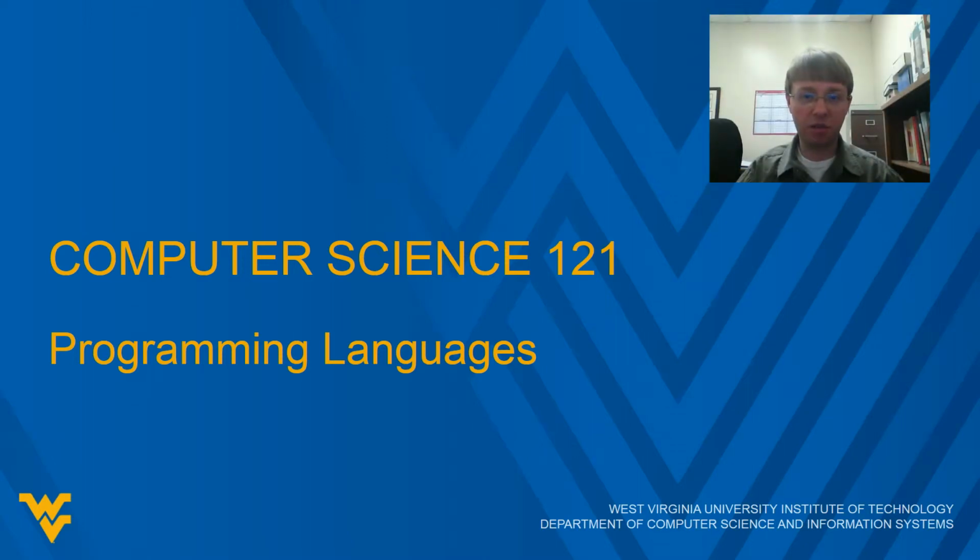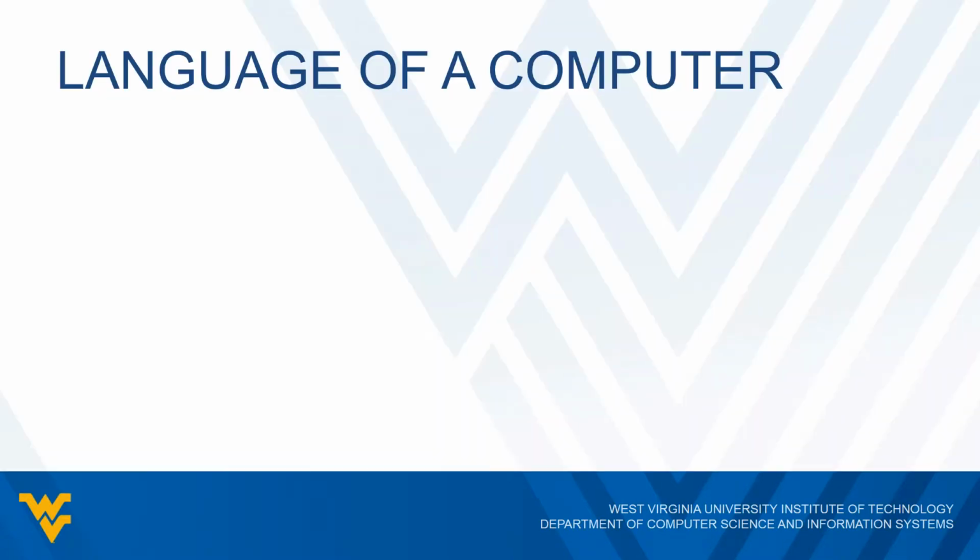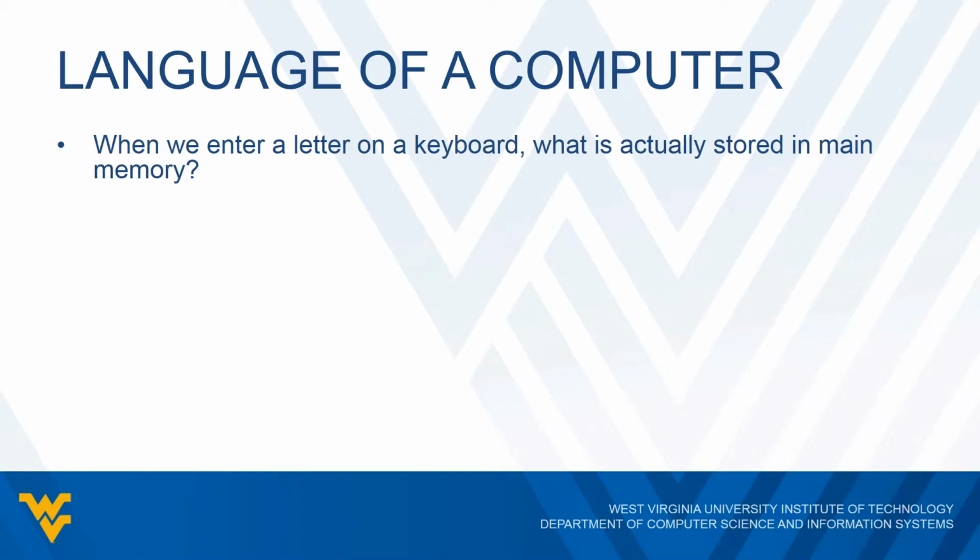In this lecture, we will give an introduction to programming languages. Let's say I enter some letter on my keyboard. Last time we talked about input devices, so if I type something there, it gets brought into the computer and it can do some stuff with it. So a question that we might want to ask is, what actually gets stored? If I type the letter A, for example, does A actually get stored, or is it something else?